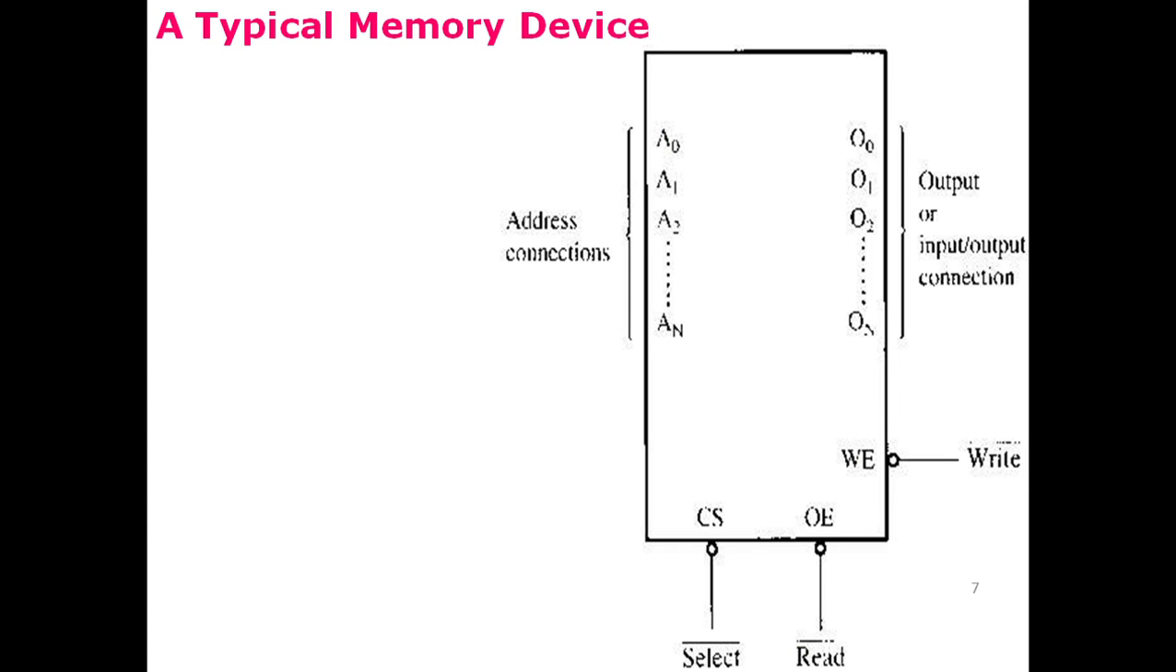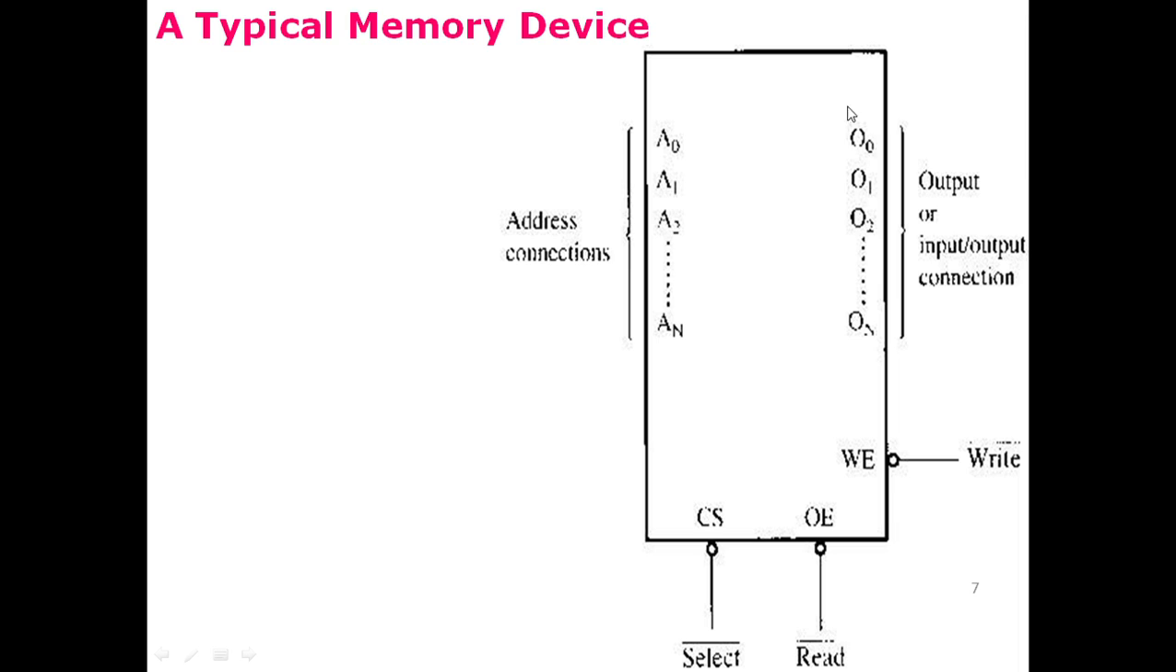Here we have a typical memory device. This is a representation of all the memory devices, whether they are RAM or ROM. In each type of memory, there is a set of address connections. These address connections or pins are designated with A0, A1, A2, and AN, depending on the number of address pins in the memory unit.